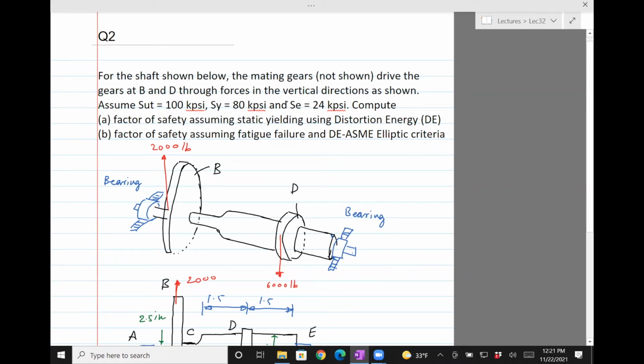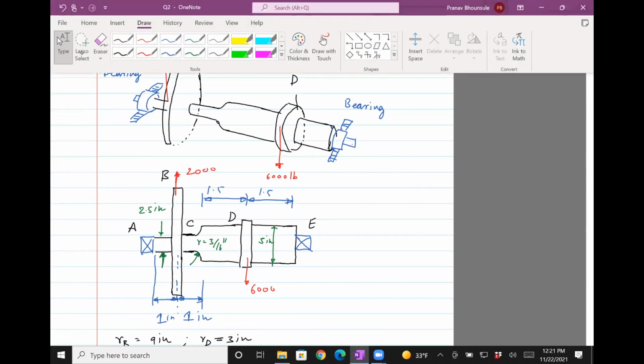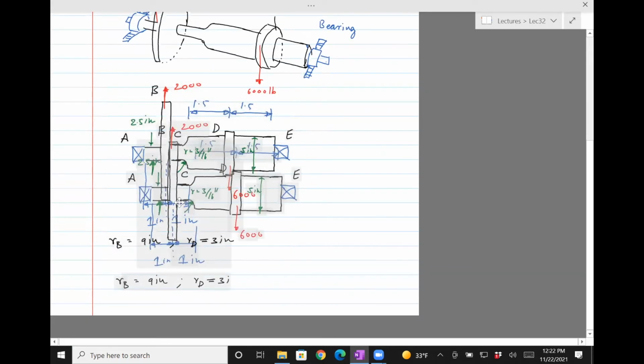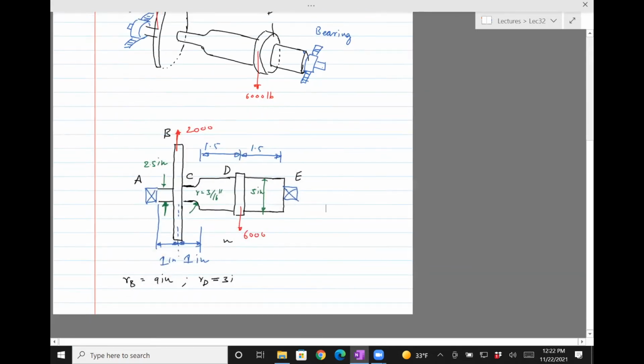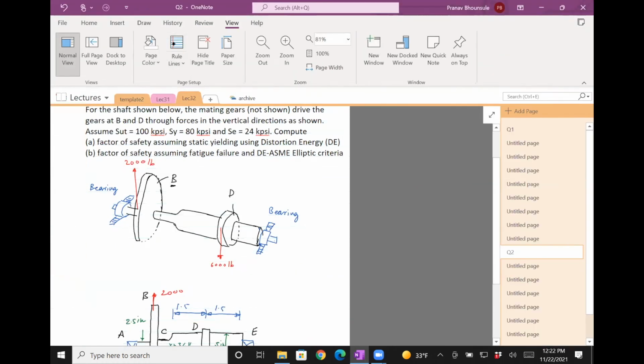Through forces in the vertical direction. So they're meshing with each other, right? And the point of attachment is such that the mating gear mates with B and transmits a force of 2,000 pounds in the upward direction. That's when you essentially remove that one and show the effect of it with a force. And there's a 6,000 lb force in the downward direction. Let's move this down. It might be better if I move this.